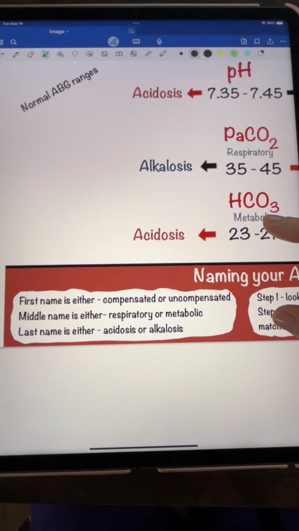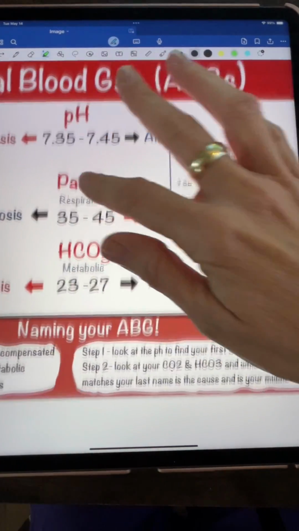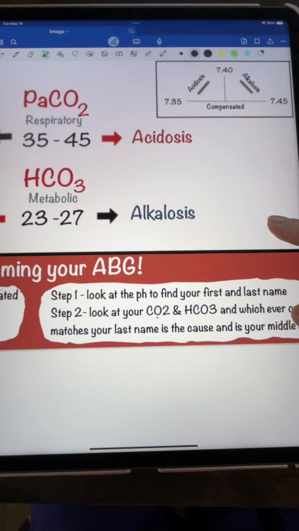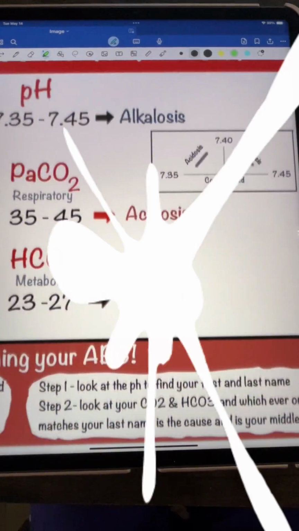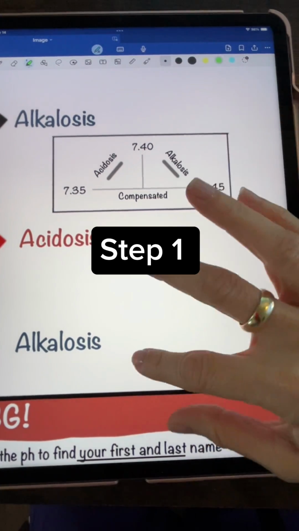So by having all three of them, you're going to be able to tell what the problem is and what system is in trouble. Now, when you are naming your ABGs, you have to look at a full set. You have to look at your pH, your CO2, and your bicarb. And then you're going to follow these two steps right here. Okay, now let's do the steps.